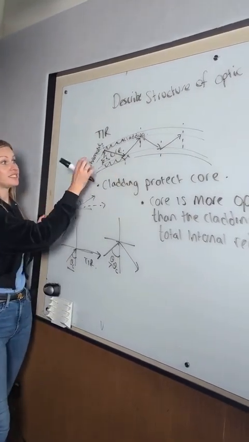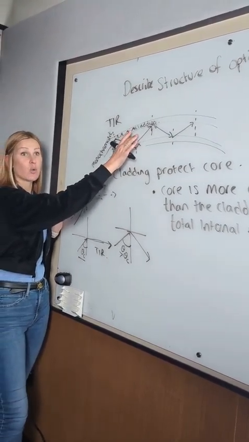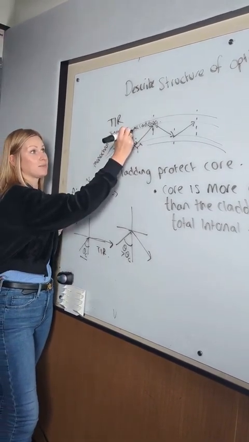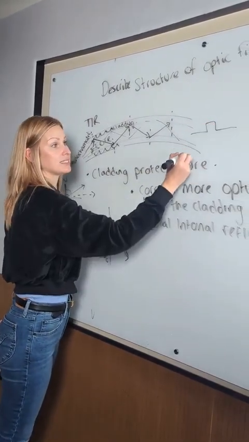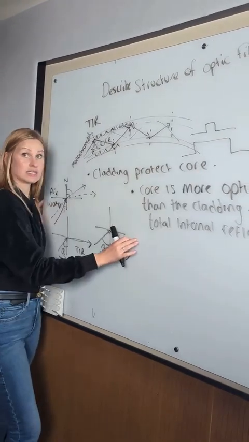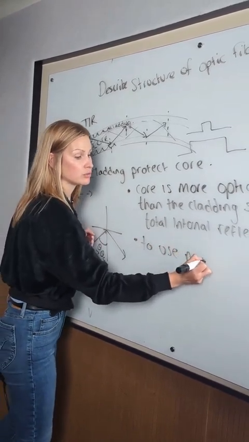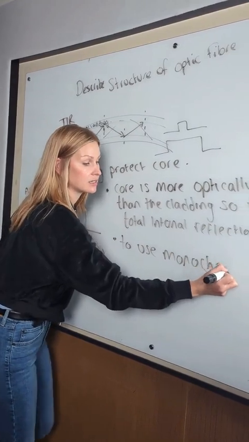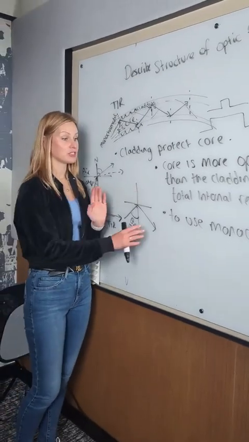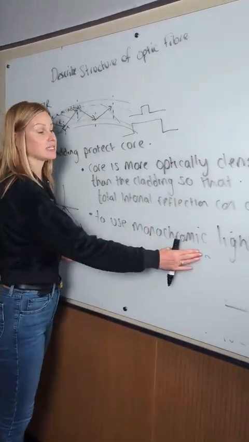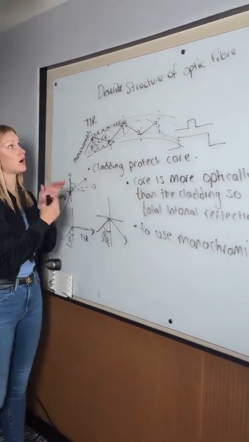Because if I was to use light of different colors, of different wavelengths, they're going to travel at different speeds inside the core, so they're going to be reflected at different angles. So my signal won't be sharp at the end. My signal will be broadened. So what I'm going to say here is that I want to make sure to use monochromatic light. Again, to recap, we just want to make sure we use monochromatic light so that our signal is sharp and not broadened. Okay, so that's our description of our optic fiber.